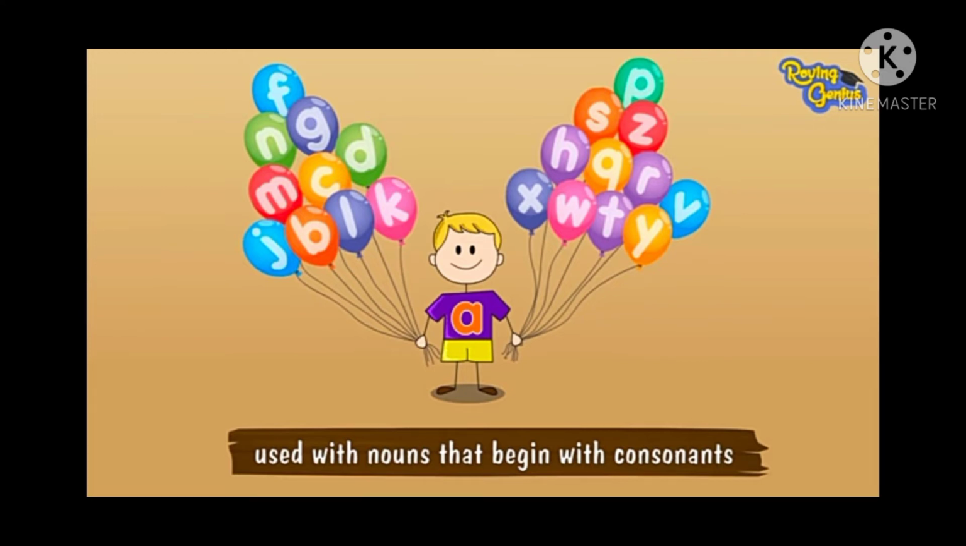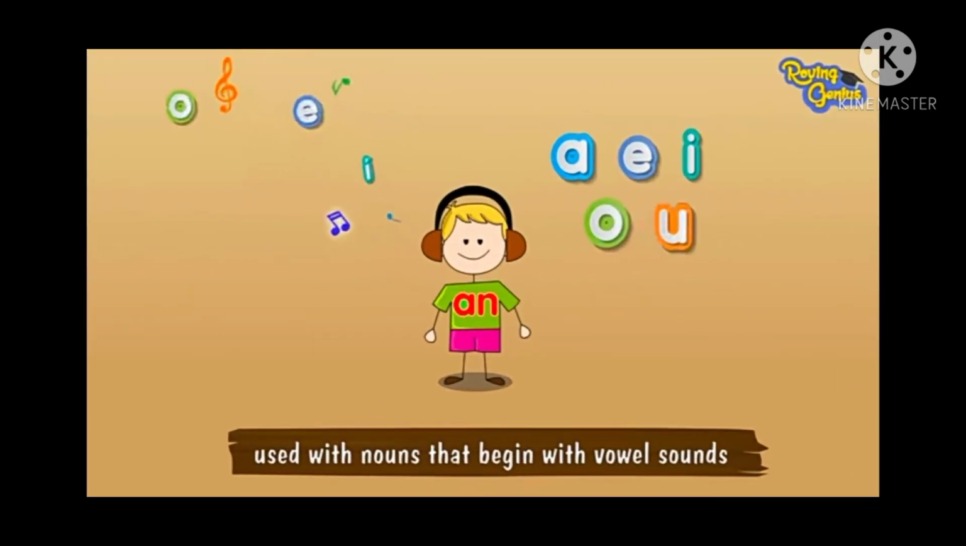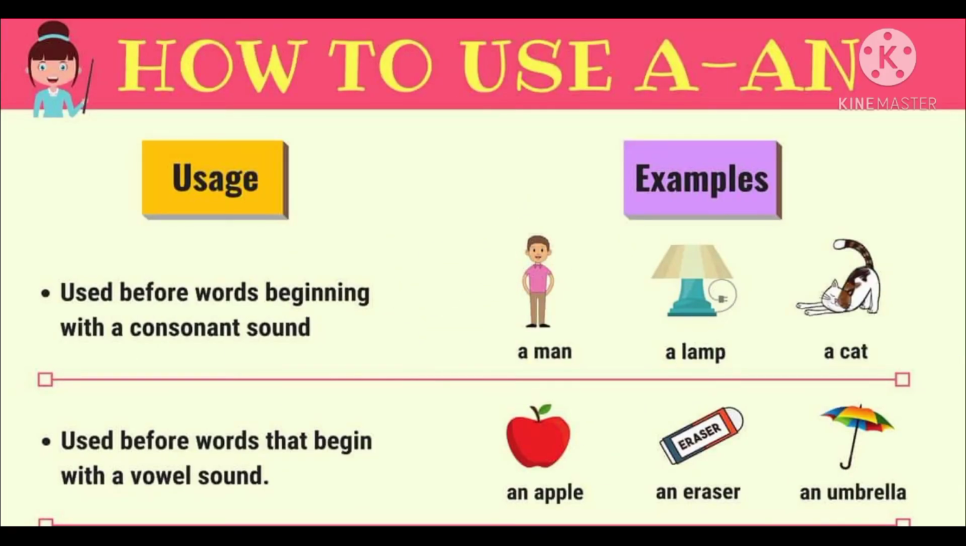The alphabets F, N, G, P, S, X, W, T, B, L, K, these are the consonants. But the indefinite article an is always used with nouns that begin with vowel sounds. Example, A, E, I, O, U. These are the vowels. As I said, a is used before words beginning with a consonant sound.